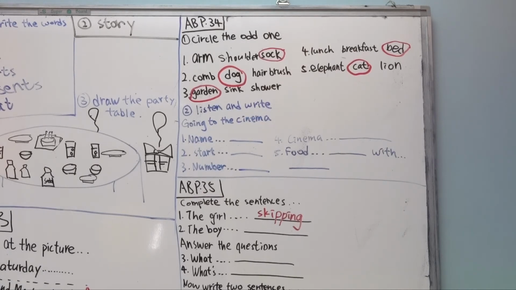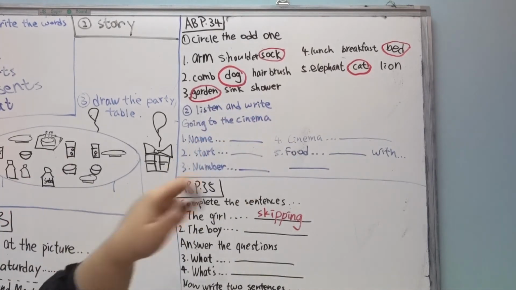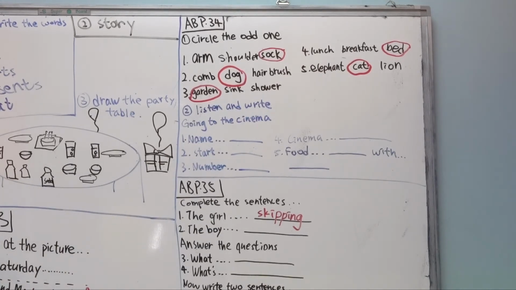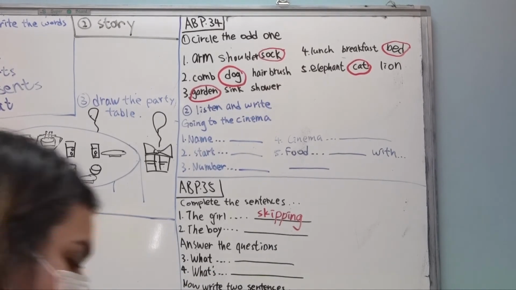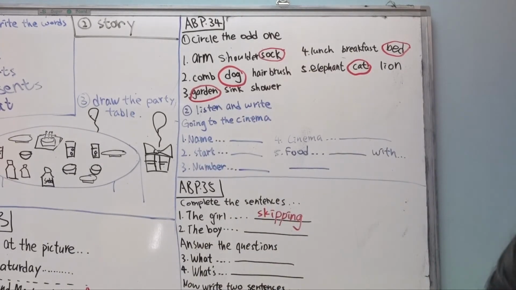Now, moving on to the next part, you have to listen and write, okay? Listen and then write the correct words in the blanks. Let's listen, okay? I'll play the soundtrack and you have to fill in the blanks. That should be about going to the cinema.